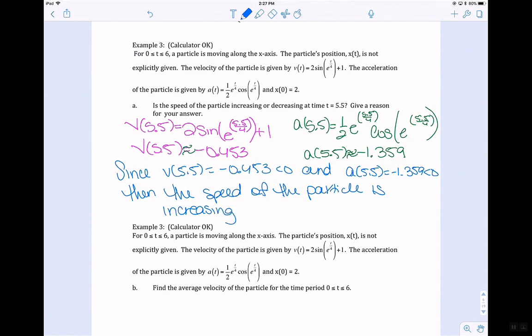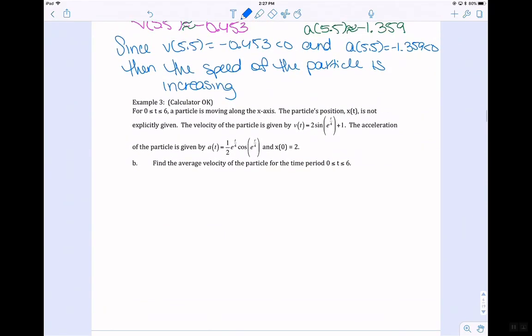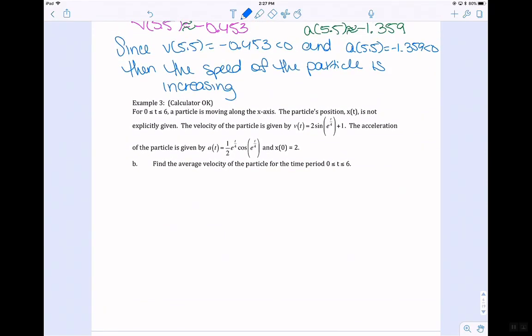Since they're both negative, they're both increasing. Okay. Example 3b is in a different form. So let's be clear. We talked about average velocity as a change in position over the change in time. I can define average velocity as finding the average value of the velocity equation. Okay? So what does that mean?